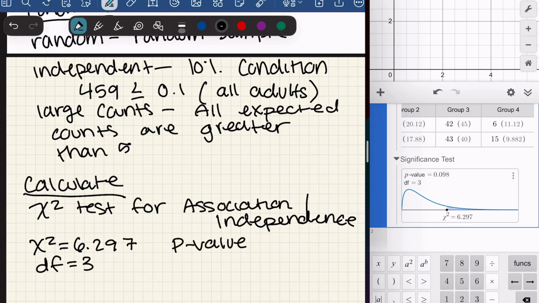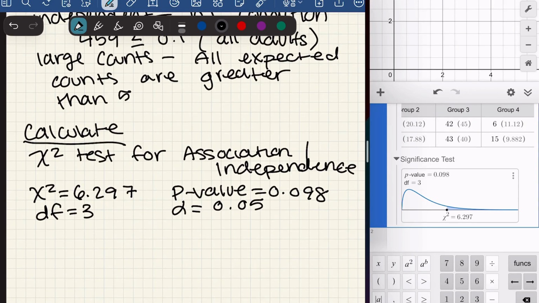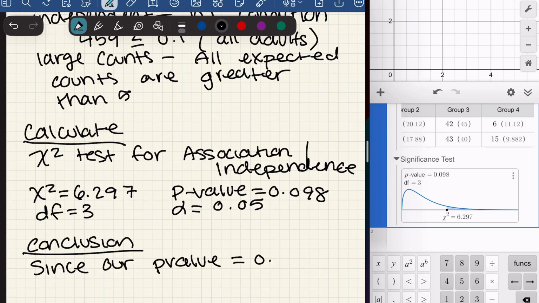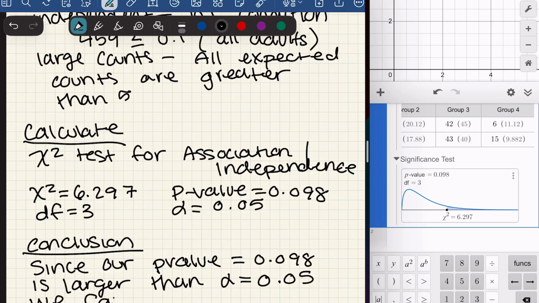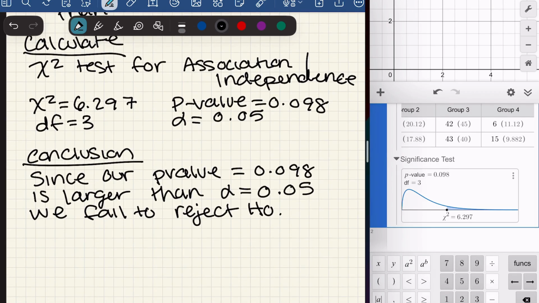Okay, then we do our large counts. And remember, for large counts, we look up at our expected counts, and we need to make sure that they are all greater than 5. Are they? Yes. Okay, so we write all expected counts are greater than 5. And then I move on to calculate. Remember, in calculate, before I write any of my answers, I need to write the name of my inference. And what's the name of my inference? Good. Test for, and we always write both names because they're associated with each other. So association/independence.